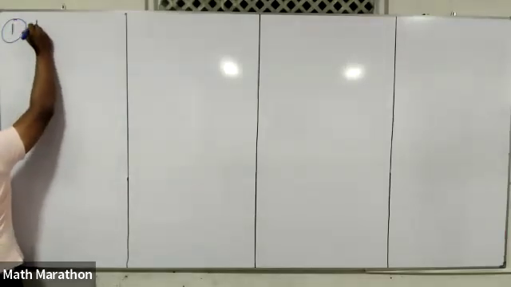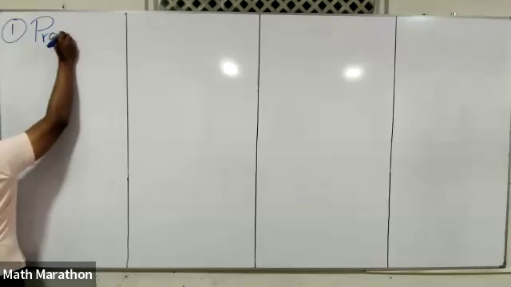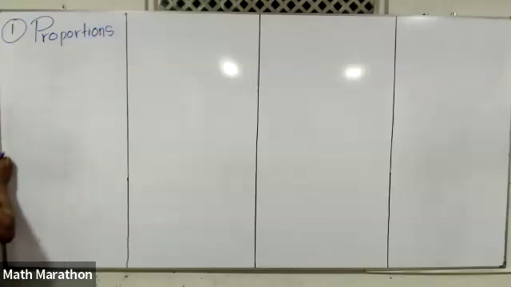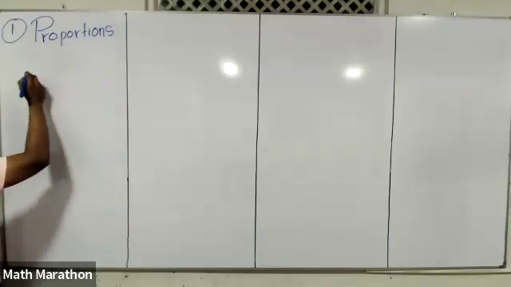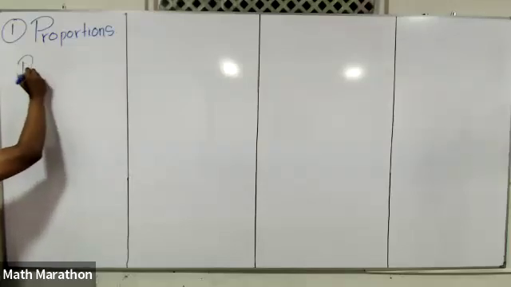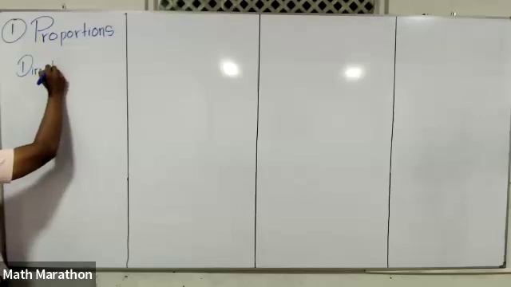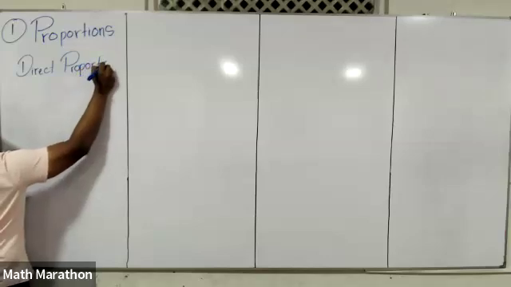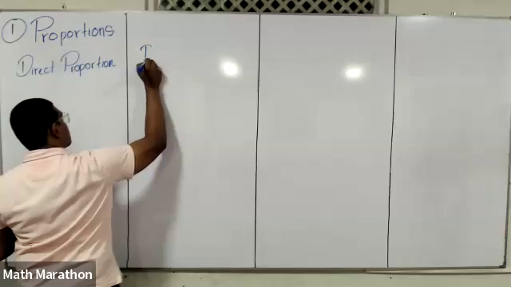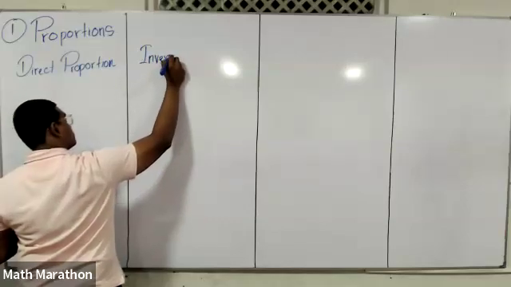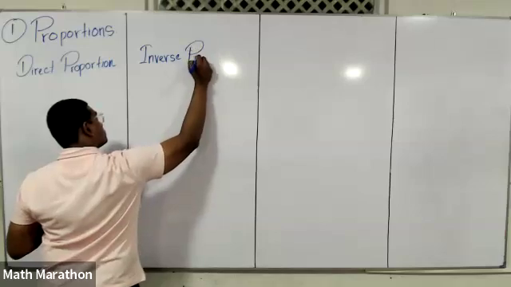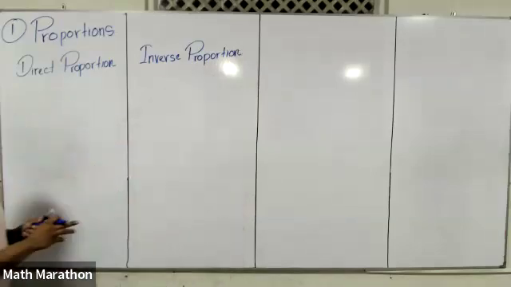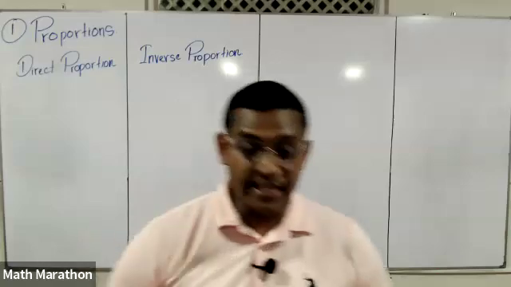Proportions. Okay. So we have two types of proportions. One is direct proportion, or proportion. The next one is inverse proportions. These are the two types of proportions we study.